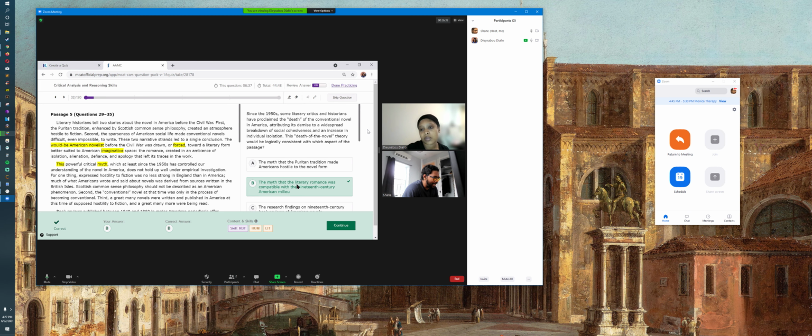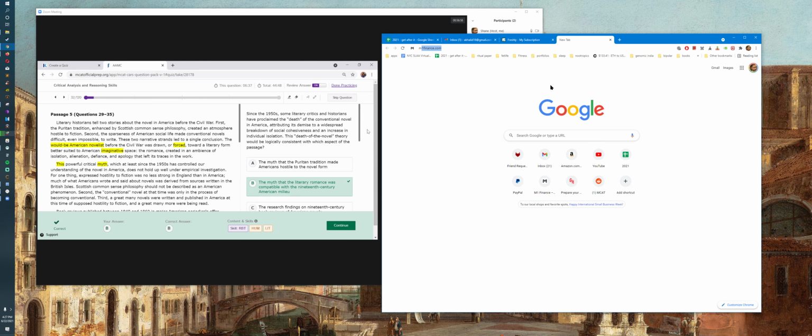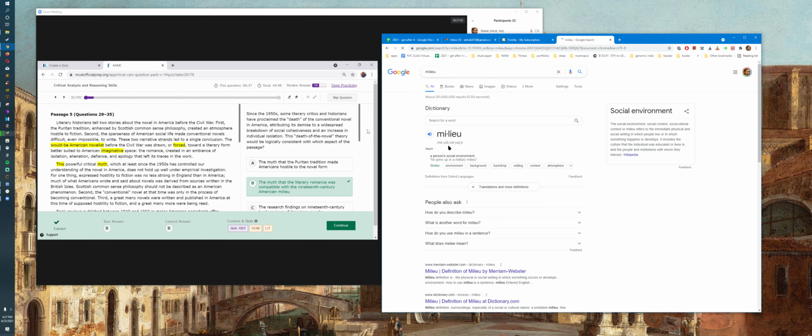Maybe if you looked at the literary romance part, but what really gives it away is that it says the myth. Because there are two things that he says that are myths. One is the Puritan thing, and two is the sparseness of American social life. Got you. I just looked at milieu.